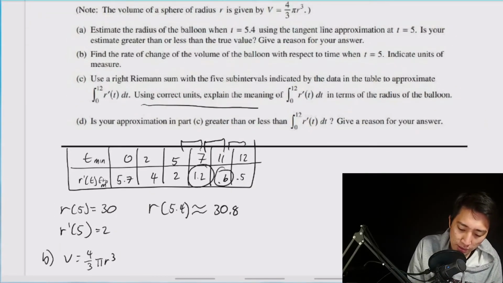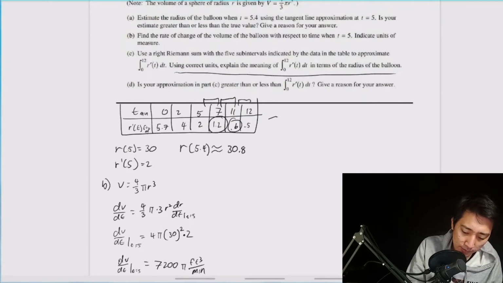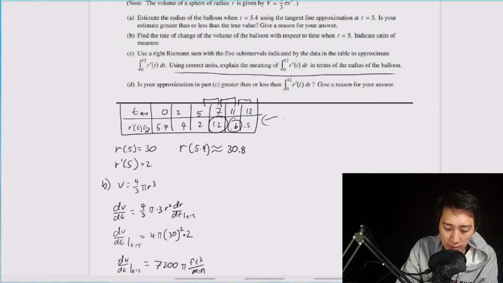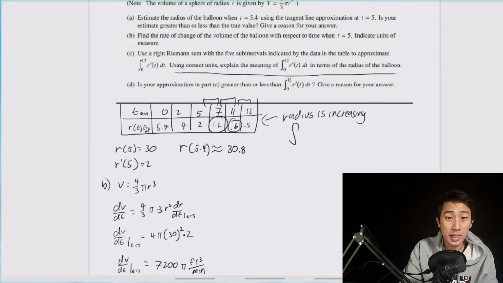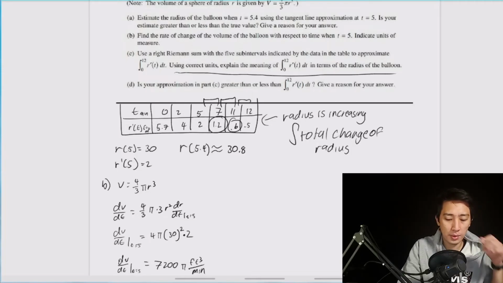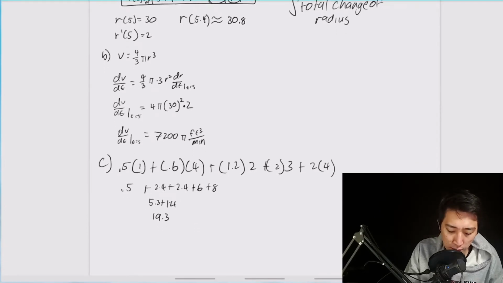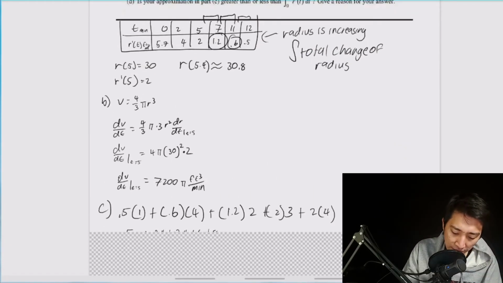Okay, now it says using correct units, explain in terms of the radius of the balloon. So basically what this is telling me here is this is giving me the rate, the radius is increasing. Now if I integrate it, what I'm saying is all of those rates combined is giving me the total change of radius. So again, if I'm looking at the radius change, then when I integrate, I'm getting the total change of radius. So what this is going to do is this is going to be feet.